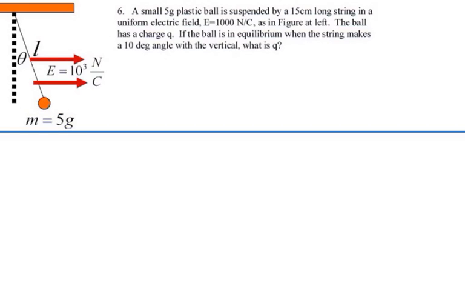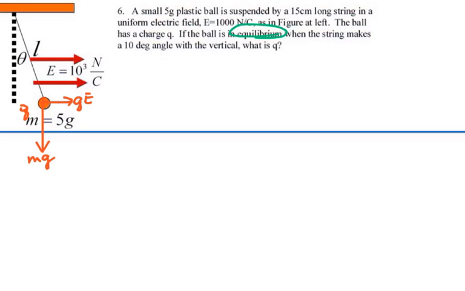Well, if you hear the word equilibrium, you're probably thinking net force is 0. And hence we want to make ourselves a free body diagram. So if we look at this, we are going to have a force in the x direction due to this electric field equal to QE, because this is a charge Q here. And we're going to have a force of gravity going straight down, equal to mg.